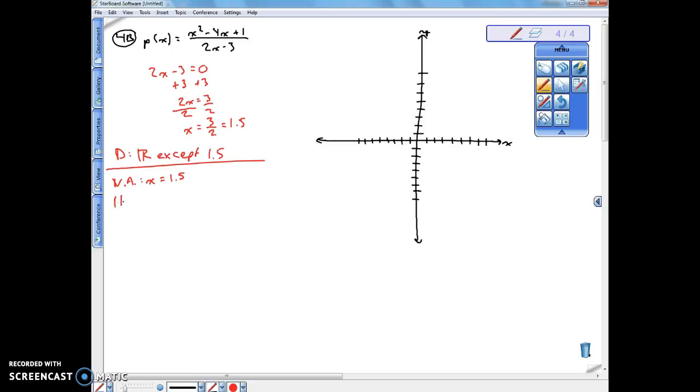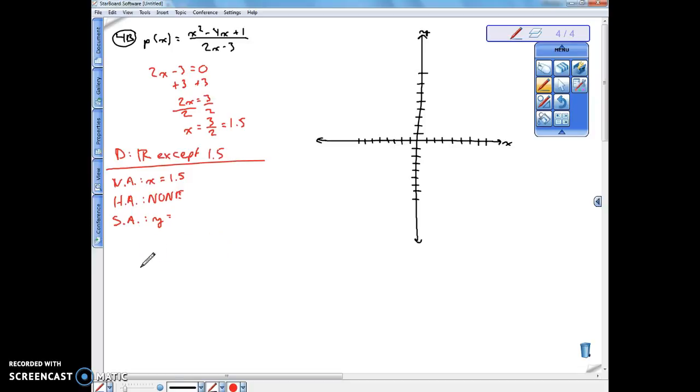Horizontal asymptote is none, right? Once again, because the degree of the numerator is greater than the degree of the denominator. And the slant asymptote is going to have y equals mx plus b form, something that I can find by the division here, right? So I get x squared minus 4x plus 1 divided by 2x minus 3.